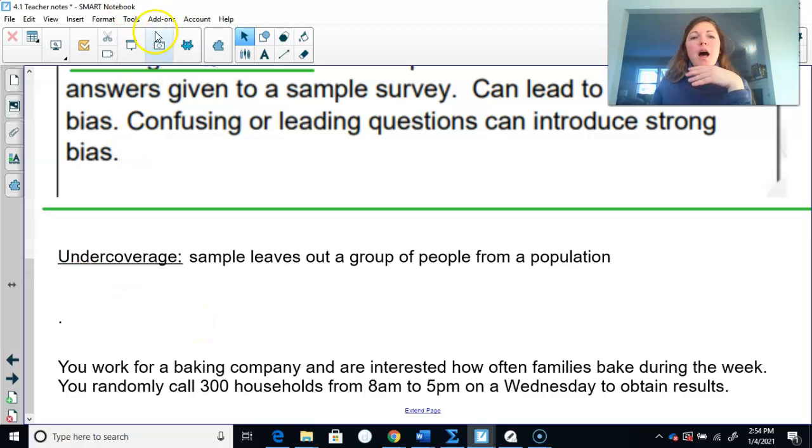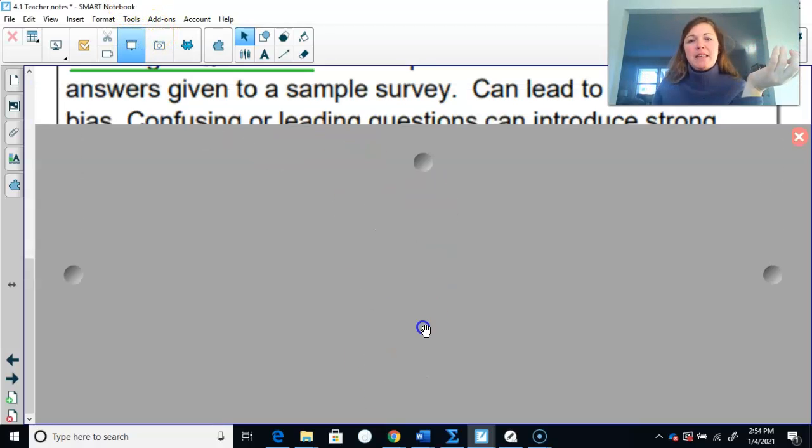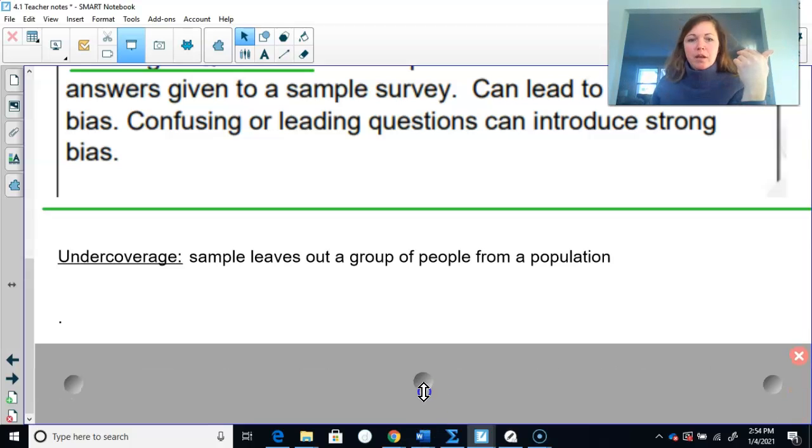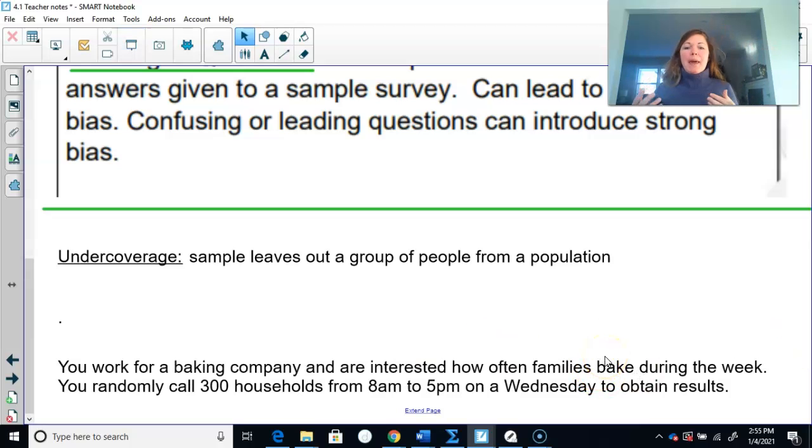Undercoverage is another type of sampling error that can happen. A sample leaves out a group of people from a population. Here's an example of this. You work for a baking company, and you're interested in how often families bake during the week. You randomly, so that's good, randomly call 300 households from 8 to 5 p.m. on Wednesday to obtain the results.